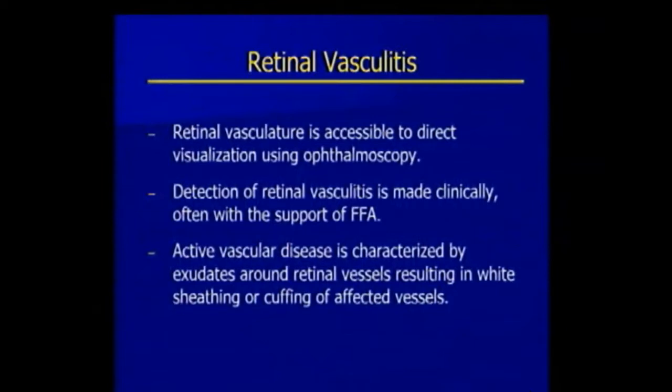We have to differentiate this sheathing or cuffing from sclerosed white vessels. Frequently in end-stage disease, you will see sclerosed white vessels. Frequently in branch vein occlusion, as a chronic one, you see sclerosed white vessels. This is not vasculitis. It's just sclerosed white vessels. Is that clear? I'm talking about active vasculitis, active sheathing or cuffing of the involved blood vessels.